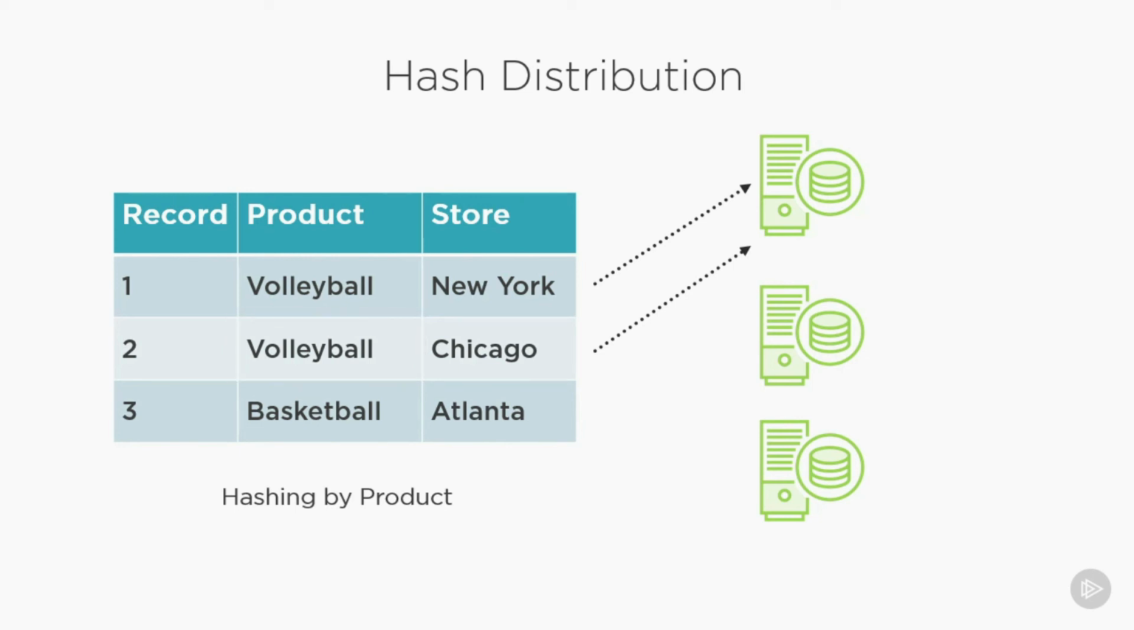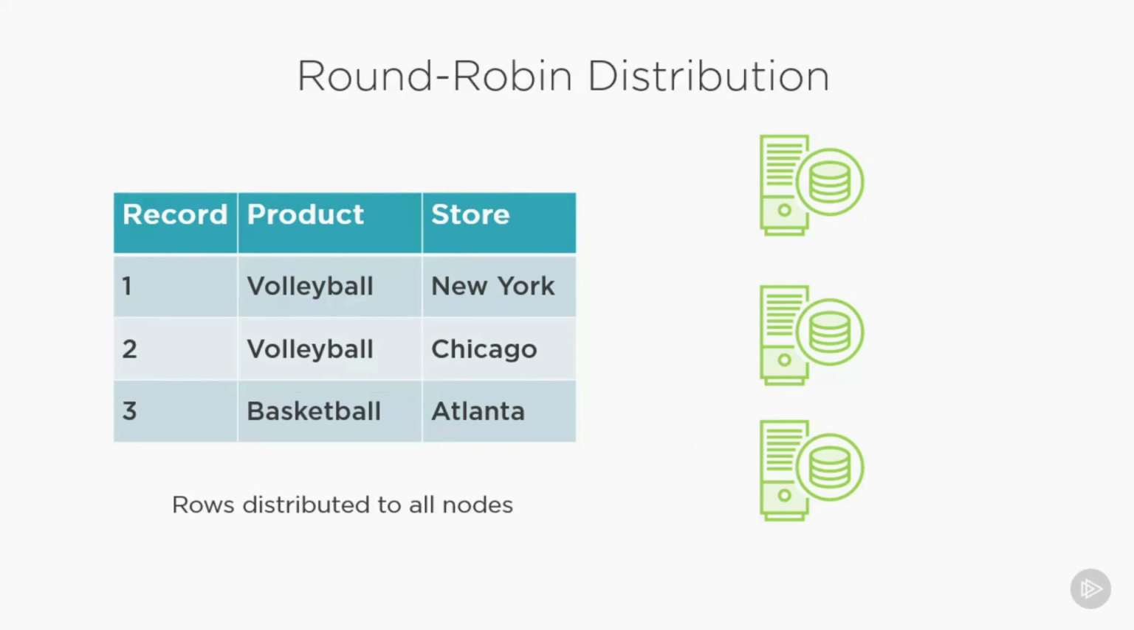The third row, on the other hand, has a different value. It has a value of basketball, which hashes to a different value, and then it gets assigned to node number 3. There is also round-robin distribution for records.